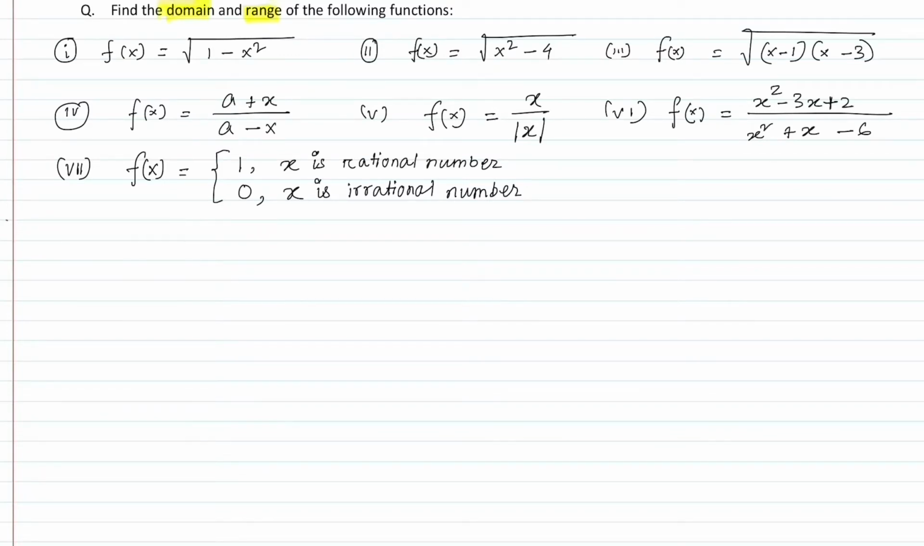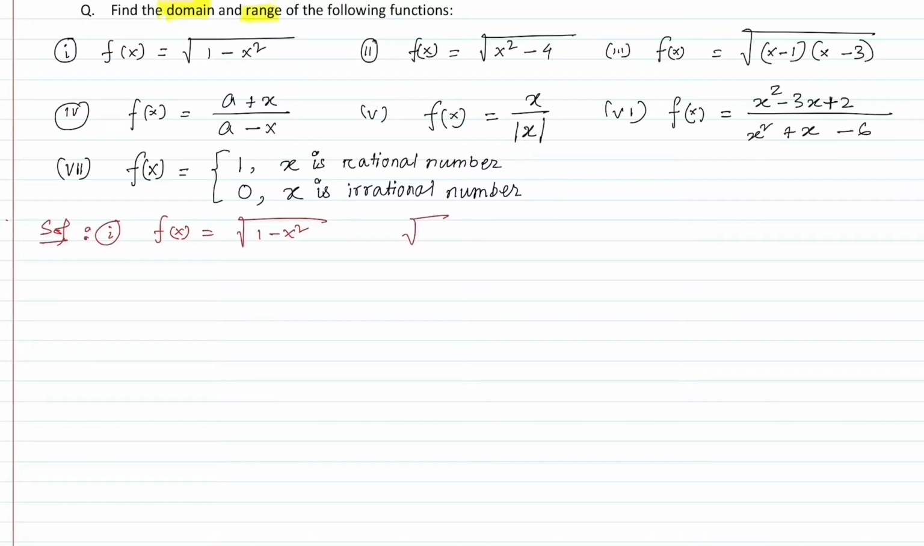So now here you see we need to find the domain and range of these functions. Let me show you one by one. So first of all, let us take the first one. What is the first one here? f of x is equal to root over 1 minus x square. So what will be its domain then?